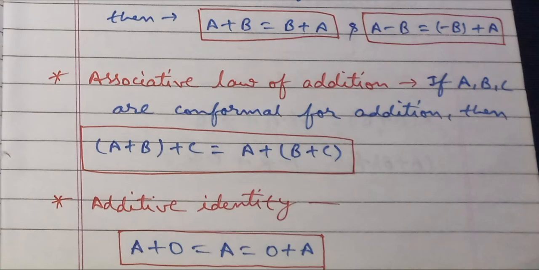Now the next is the associative law of addition. This says that if A, B, C are conformable for addition, then (A plus B) plus C equals A plus (B plus C). There are three given matrices A, B, and C, and all three have the same order. Here A plus B is in the bracket and C is individual, and there B plus C is in the bracket and A is individual. So we can write this.